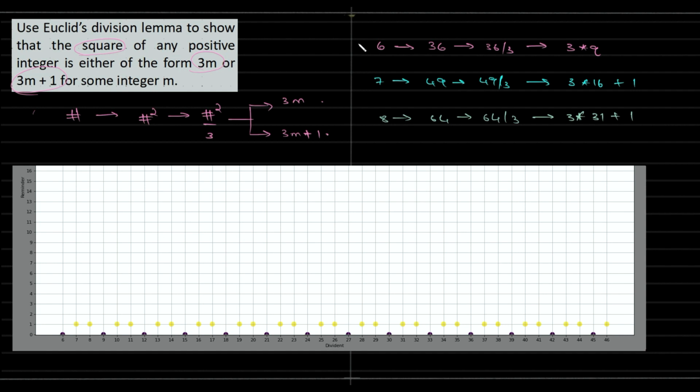Next number is 9, so obviously 9 squared is divisible by 3, so you'll get 3 into q, is it not? So 9, 10, 11, 12, 13, 14, and so on and so forth. So you can see that pattern here as well. So this pattern is what they want us to prove. So let's do that.